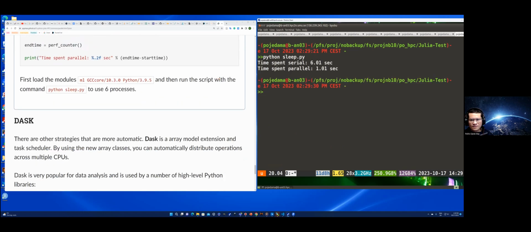And here you can see that the time in the serial mode was 6 seconds, and the time in parallel mode is just 1 second because I used six workers.